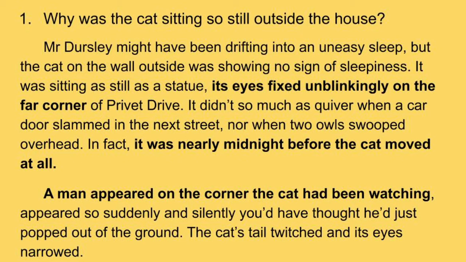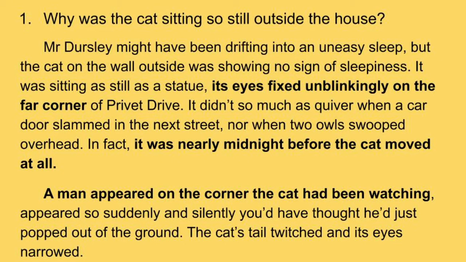So back to question 1, why was the cat sitting so still outside the house? Now, obviously, this is just two paragraphs from an entire book. So in these two paragraphs, we don't know the exact answer, but we can make some inferences based on what we do know. I went ahead and bolded some of the parts that give good clues. The first one says, its eyes fixed unblinkingly on the far corner. So the cat is watching, staring at a corner on the street.